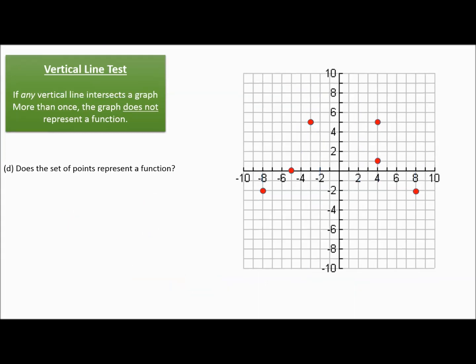Alright, let's try this again. Does the set of points represent a function? In other words, does it pass the vertical line test? So that's really what you're asking yourself. Does this pass the vertical line test? And passing means it doesn't intersect the graph more than once.